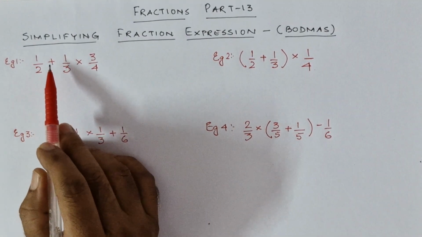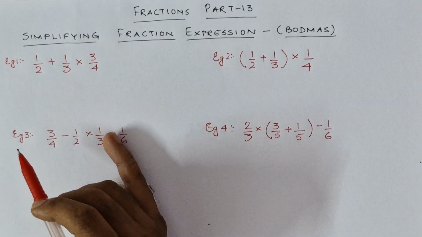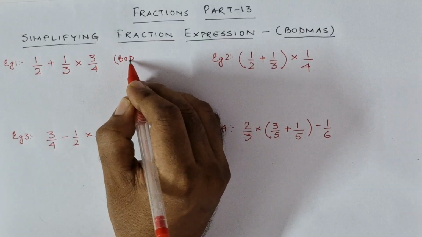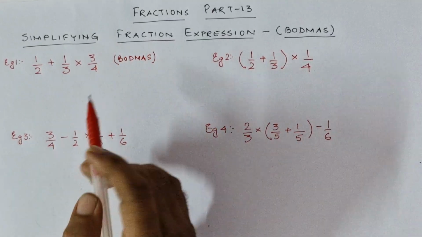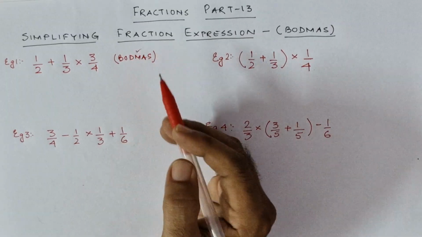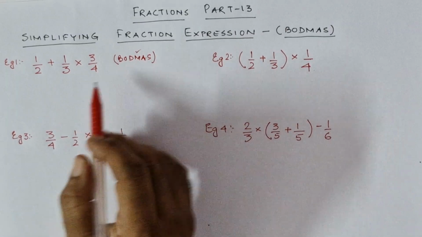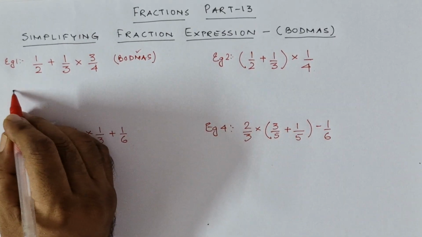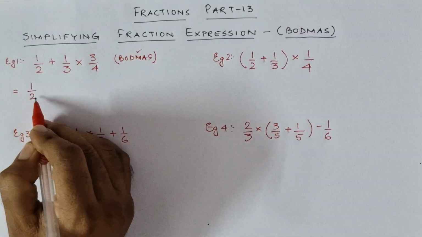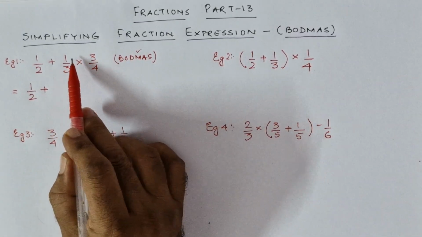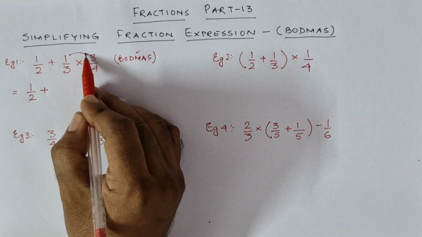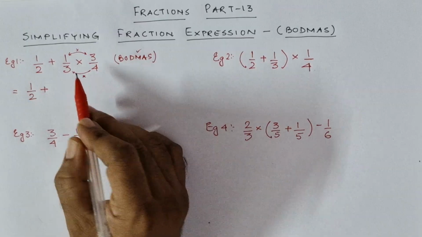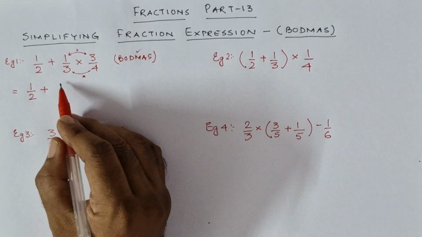See, 1/2 plus 1/3 multiplied by 3/4. So using BODMAS, we know that multiplication comes before addition. So here we'll do the multiplication first, then we'll do the addition. So 1/2 plus, if you multiply, numerator into numerator, and the denominator gets multiplied with the denominator. So 3 into 1 is 3 and 3 into 4 is 12.